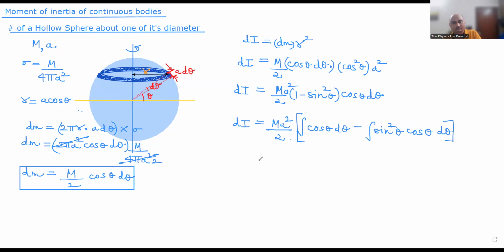This is dI, integrated from 0 to I. So I is M a square by 2. The limits of this will be from minus pi by 2 to plus pi by 2, so that the entire sphere will be covered. This is the zero axis, right? तो इसके नीचे यहां तक जाएगा ये, और ऊपर यहां तक जाएगा, है ना? So that is from minus pi by 2 to plus pi by 2.